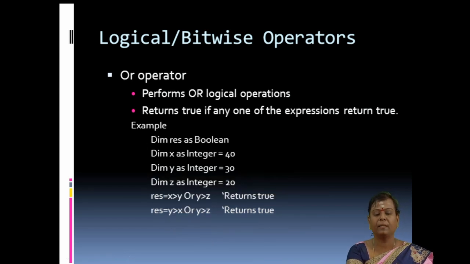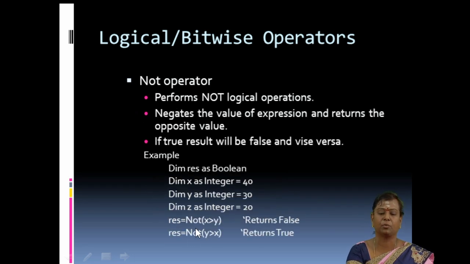And the OR operator is similar to the AND, that is, it is the opposite of the AND operator. It returns true if any one of the expressions returns true. So here consider the same example. X greater than Y or Y greater than Z returns true because both values are true. But in the second one, Y greater than X is false, but Y greater than Z is true. So in this condition also it returns true.